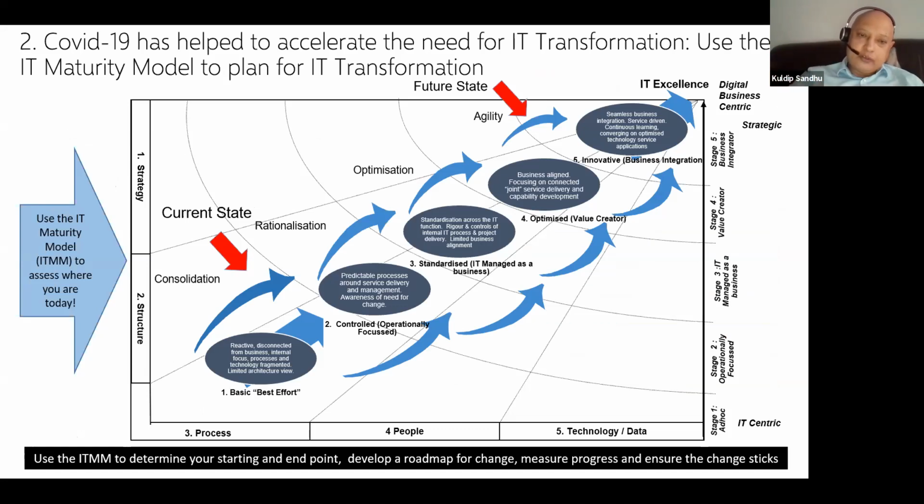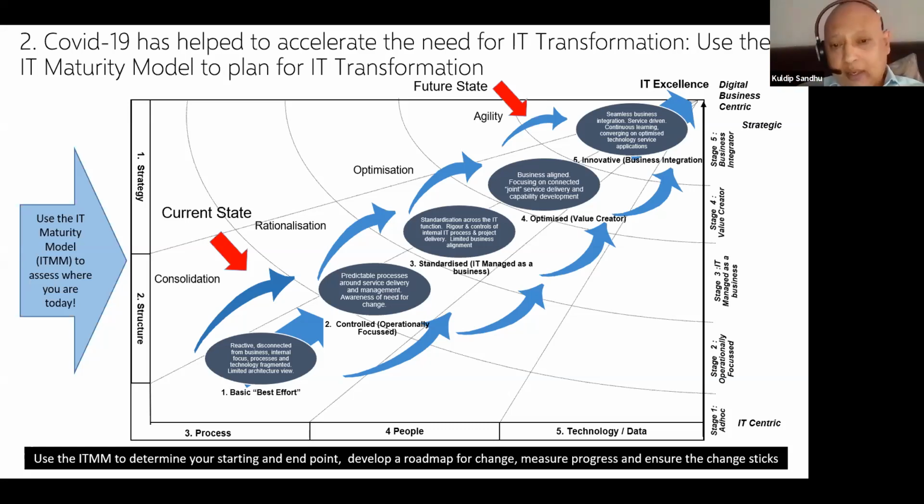And this model shows that maturity journey from being kind of basic to getting operationally focused to standardizing, and then bringing value to the business, and then totally being aligned with the business needs. And as you go through this consolidation, rationalization, optimization, you then get into a place of agility. And agility means that you have resilience and you're able to respond to the changing needs of the business, who's responding to the changing needs in the marketplace. And that's why agility is really, really important.